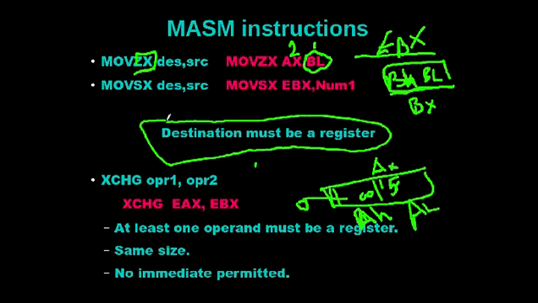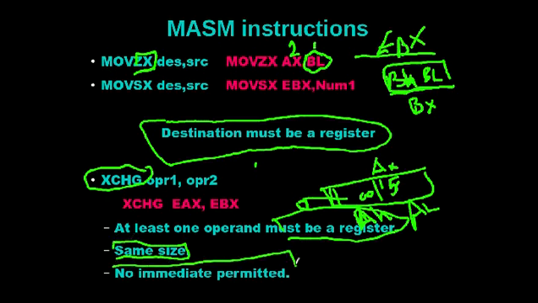We have the exchange, operand 1, operand 2. It's like saying move EAX to temporary, then move EBX to EAX, then move temporary back to EBX. This is the exchange command, so we don't lose one of those values. And actually you can do it in 3 moves. At least one operand must be a register. This is one of the conditions. Same size, they have to be the same size. I can't have an immediate value register.